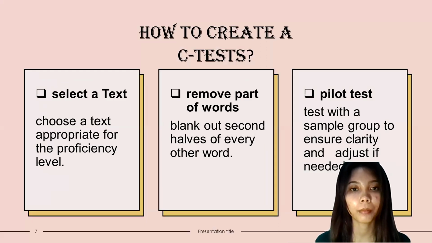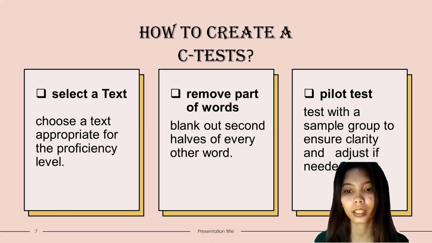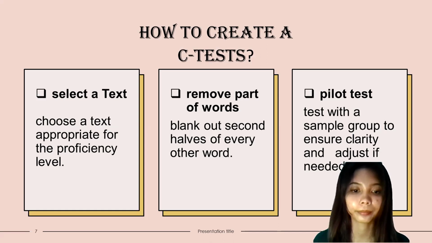Next, we're going to talk about how to create a GPAS. The first thing you have to do is select a text, choosing a text appropriate for the proficiency level. And then next, you have to remove part of the words, blanking out the second half of every other word. And then next is to pilot the text, testing with a sample group to ensure clarity and adjusting if needed.